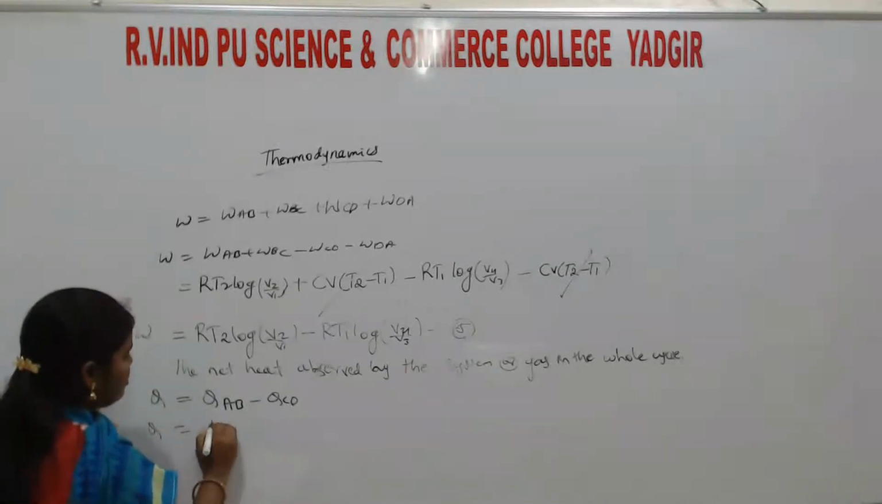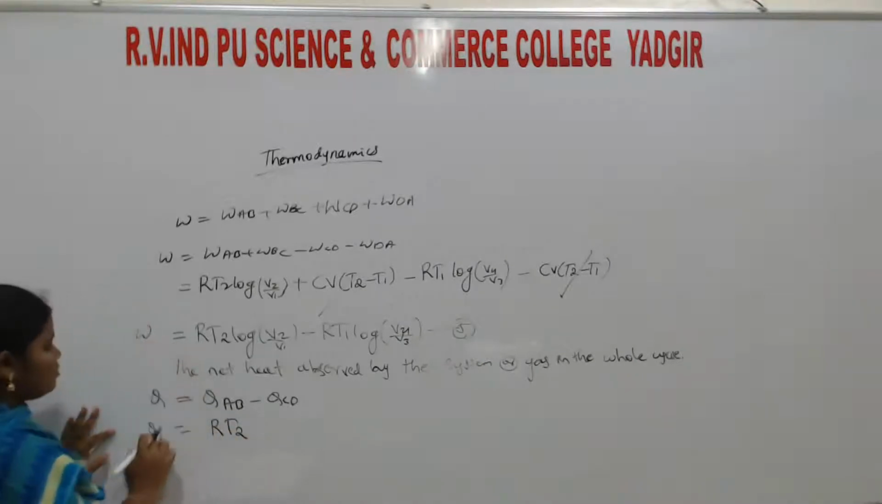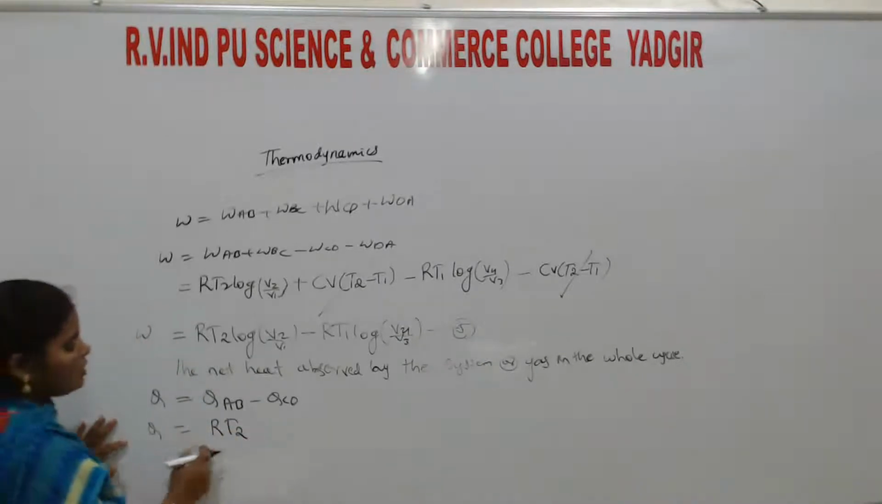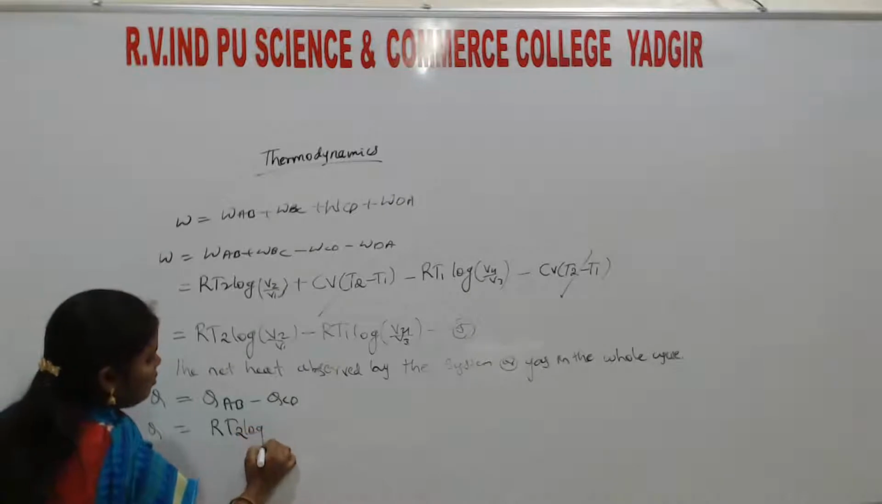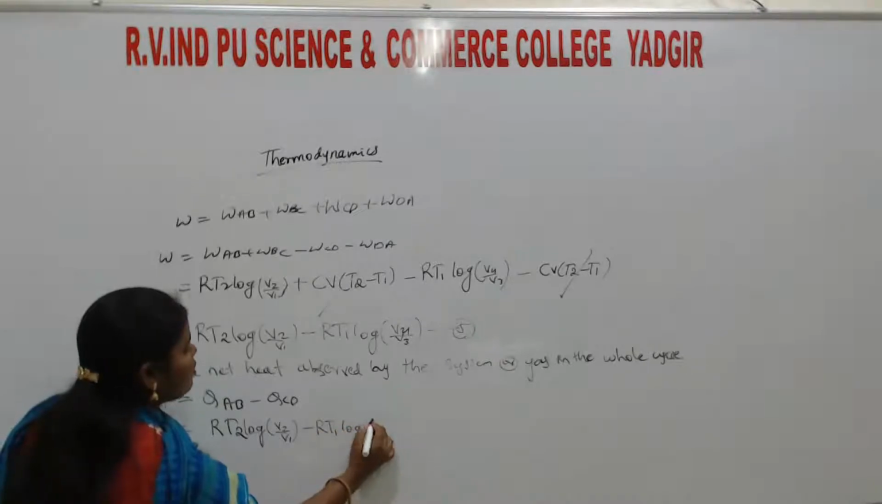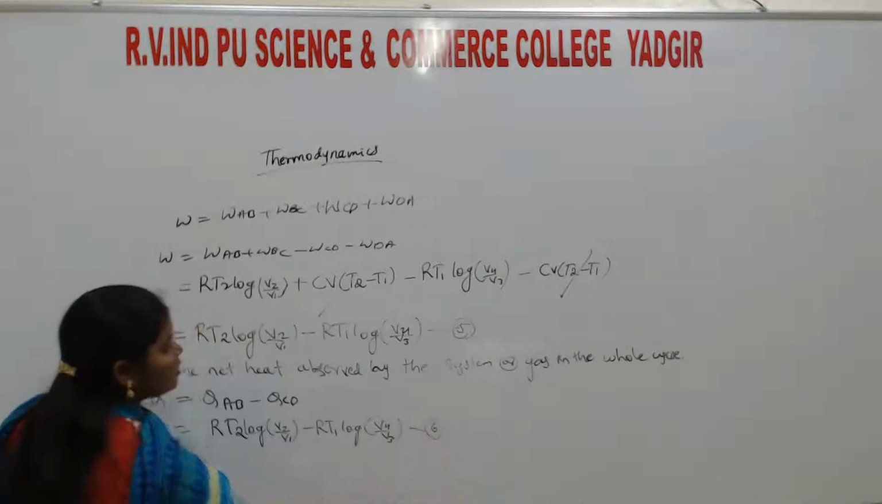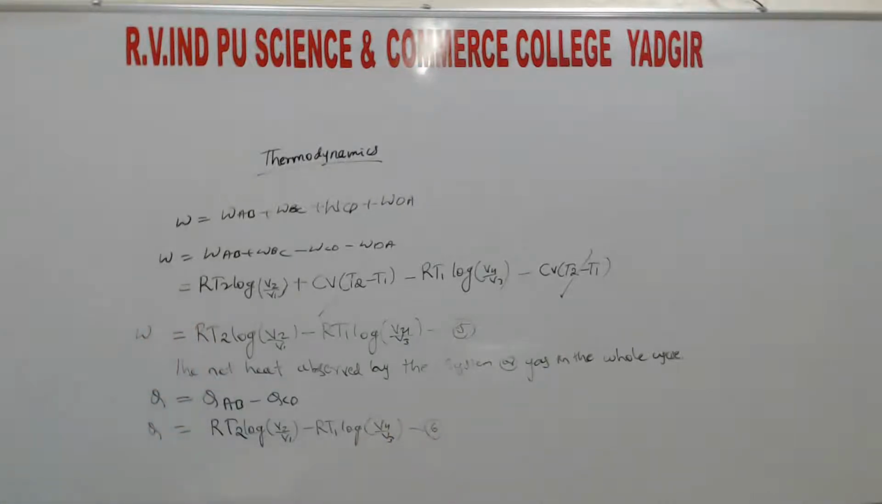Here W is equal to Q. You know the formula: Q is equal to RT2 log of V2 by V1 minus RT1 log of V4 by V3. This is equation number 6.